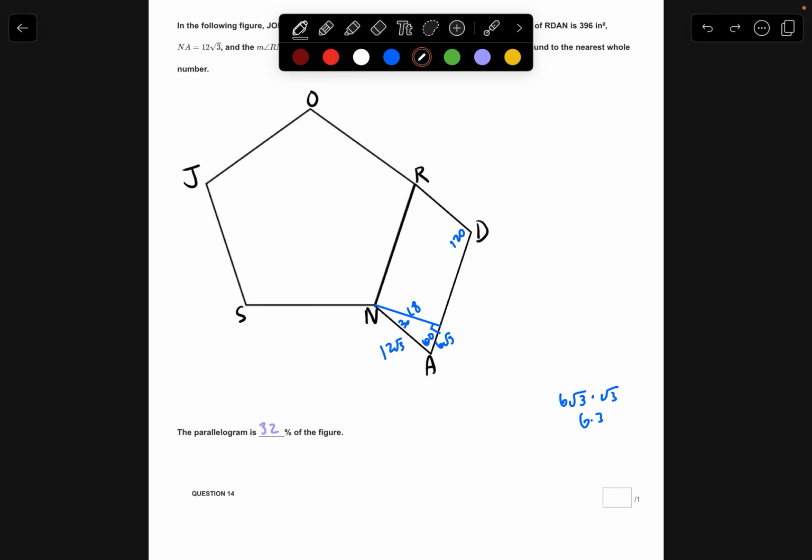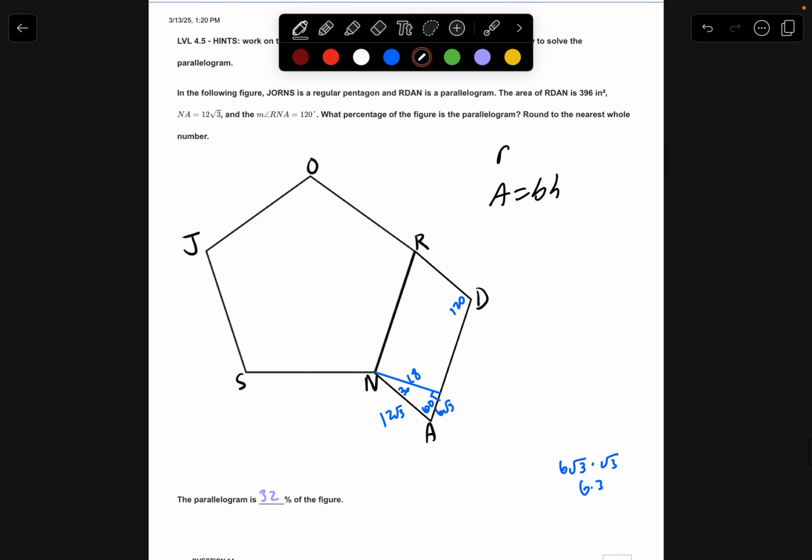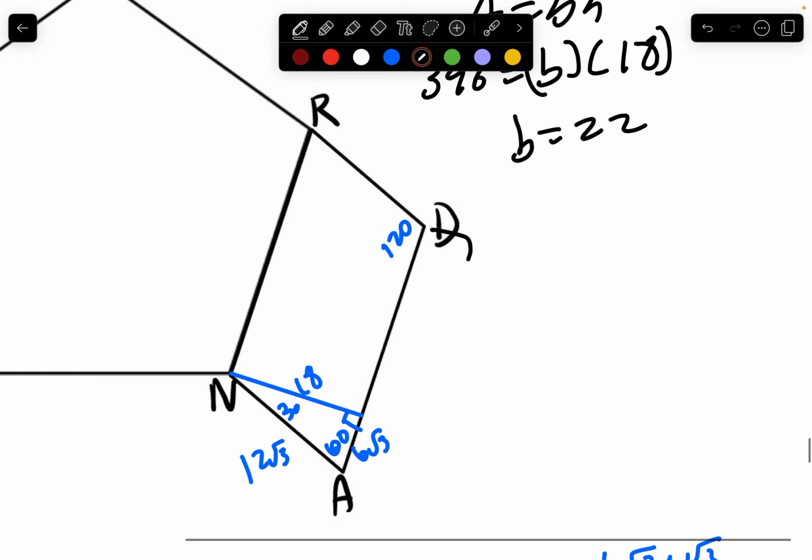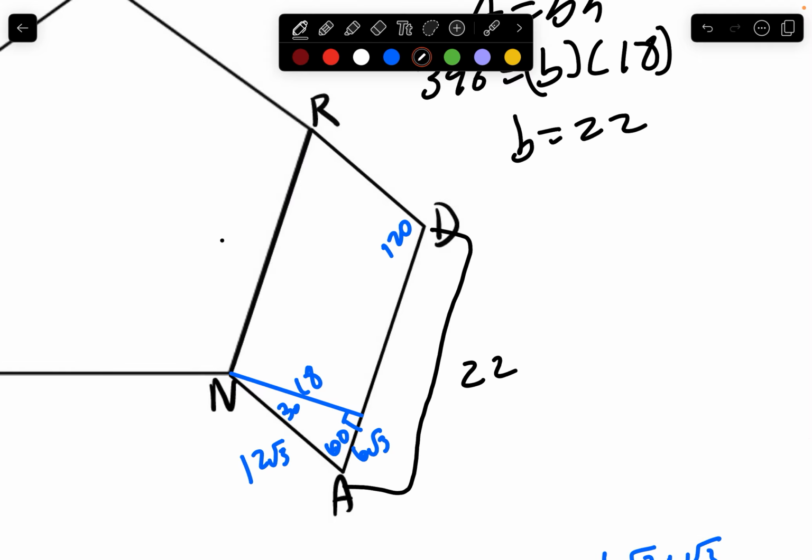So what is the area of a parallelogram? Area equals base times height. This is for a parallelogram. We know that the area is 396, so we know that 396 equals the base times the height. Well, we know the height's 18. So 396 divided by 18 is 22. So the base equals 22. So this entire side is 22, which means this is 22. That's hard. That's the parallelogram part.